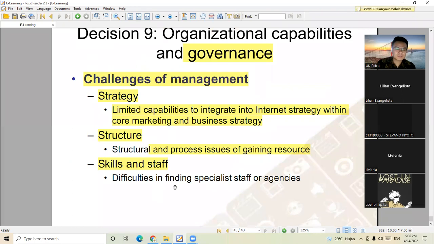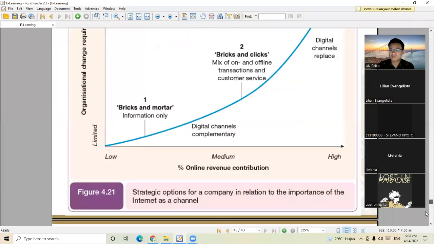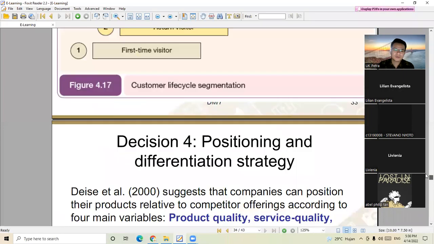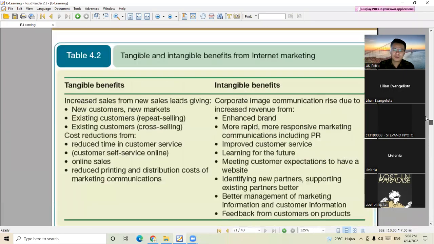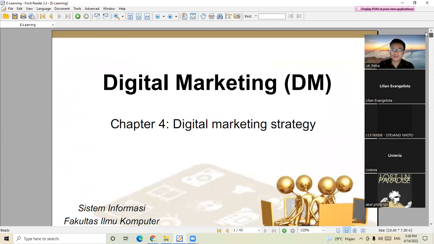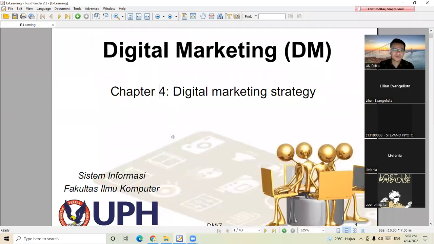Okay, maybe that's all for chapter 4. I know chapter 4 is one of the most, if not the most, difficult chapter in this book. But I'll try my best to only include the most essential part that you need to know. For the details of this, you can read by yourself from the book in chapter 4.